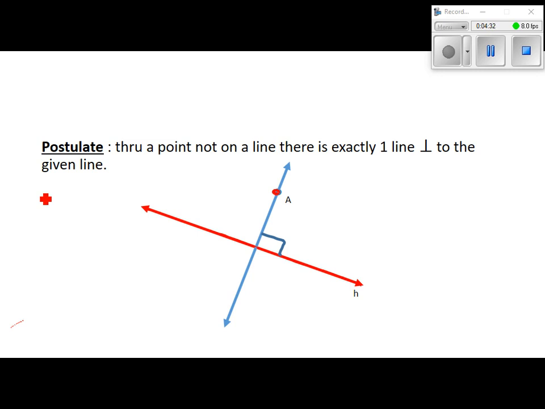So there's only one line in our world that could be this line right here that's perpendicular to that. And remember, not only is that a right angle, but this is a right angle, so it's 90 degrees. This angle is 90 degrees. This angle is 90 degrees. All four of them end up being right angles there.